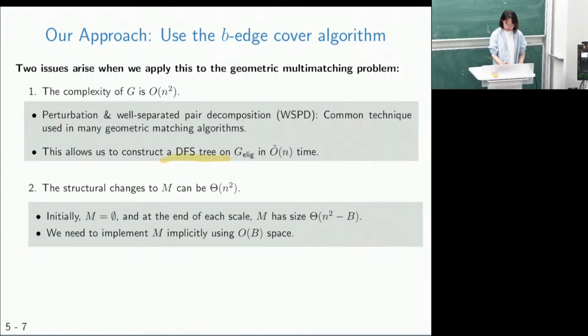So the first, this is sufficient for our purpose. That is the second.